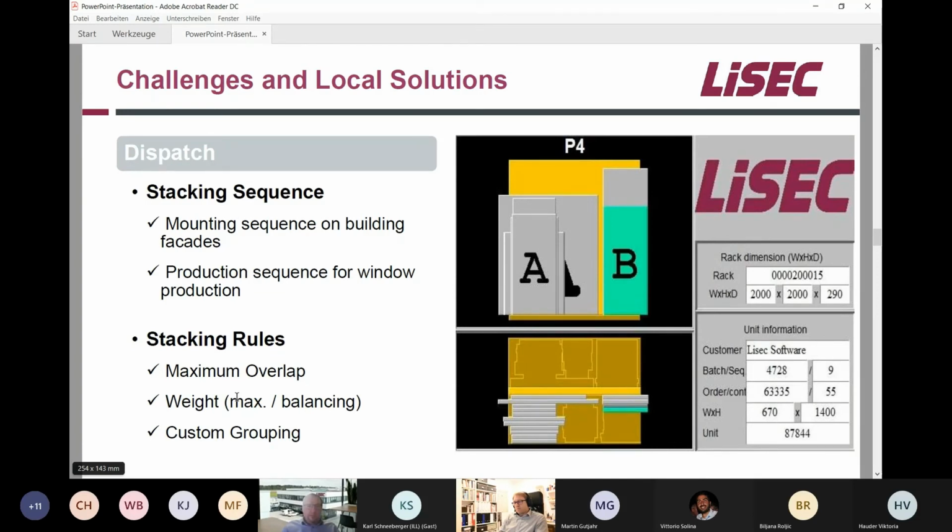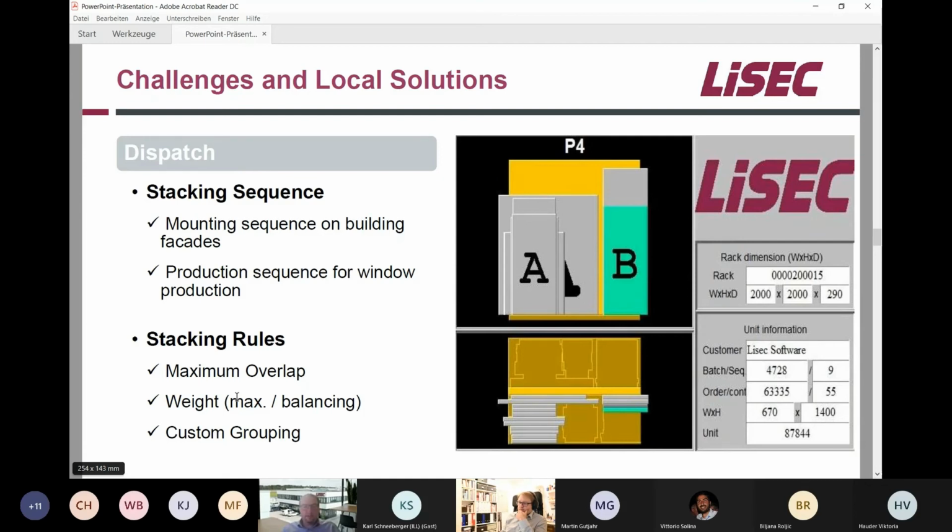Yeah, and besides the stacking, we have other rules to accomplish, like the maximum overlap. That means if we put an element in front of another one, then the overlap between those elements should not exceed a certain maximum, because otherwise some forces could make the elements break. We have different sizes of racks with different weight limits, which we have to fulfill. If there are two sides, then we should have load balancing so that the forklift driver doesn't run into trouble when he is loading or transporting these racks.